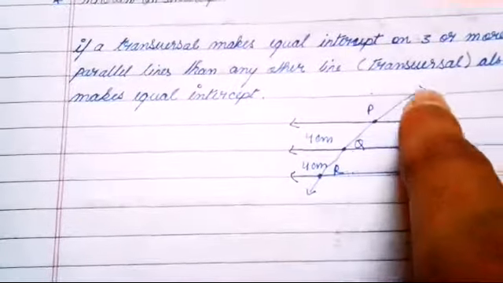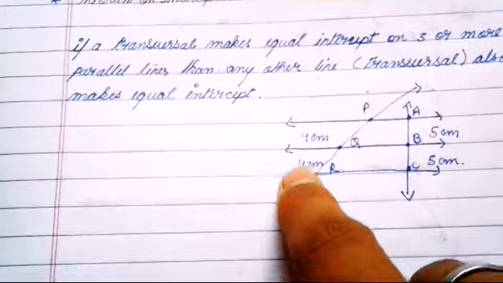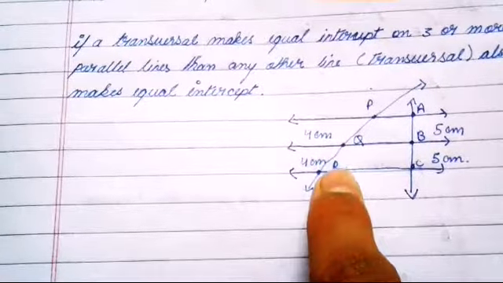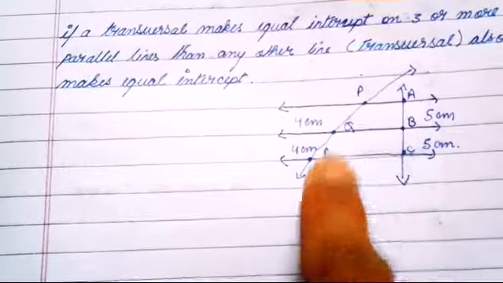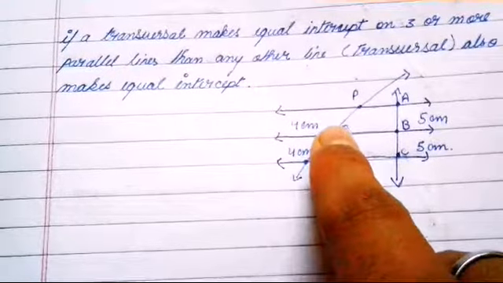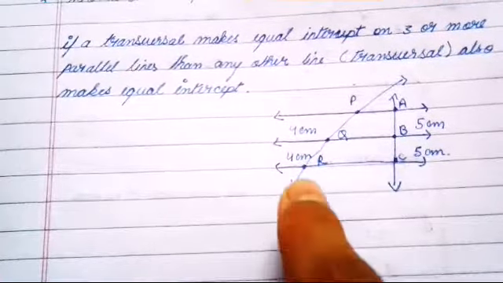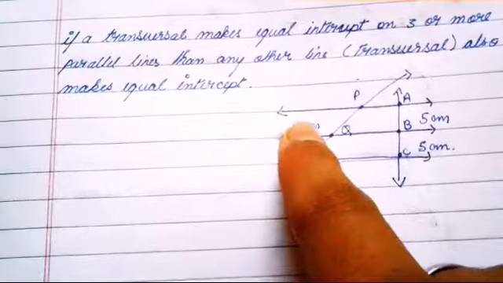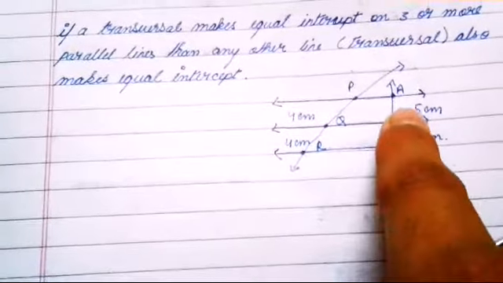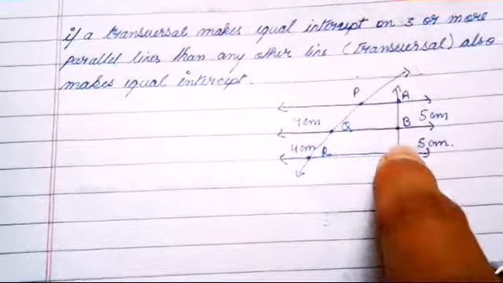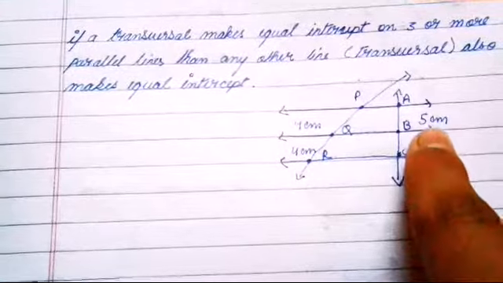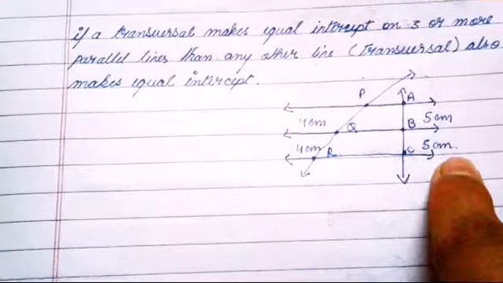It means that here this line segment is known as a transversal, passing through three parallel lines and having three intercepts P, Q and R. They are dividing the parallel lines such that they are equal, 4 cm and 4 cm. And if any other transversal is also crossing them, it also has three intercepts A, B and C, which also have equal values, 5 cm and 5 cm.